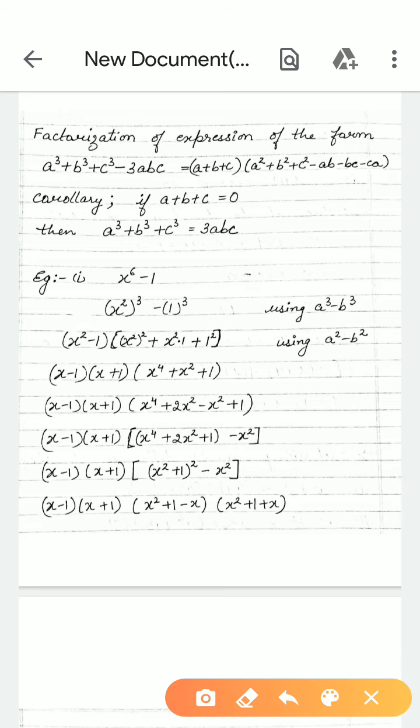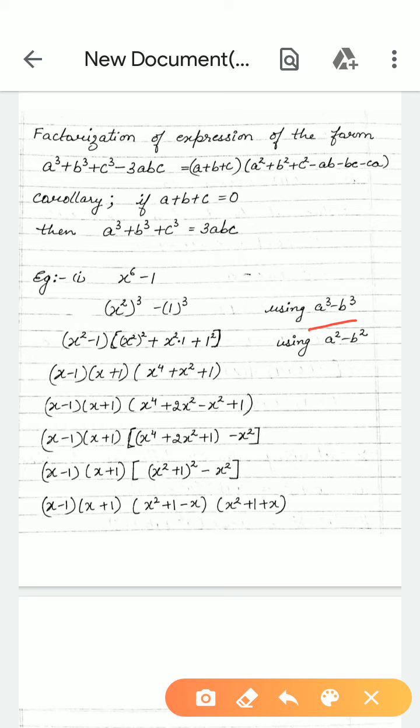First example we have is x raised to the power 6 minus 1. Now we can solve it in two ways. The first one is solved in front of you. Let us discuss. (x square) raised to the power 3 minus 1 raised to the power 3. That is, we have converted it into a cubic identity, that is a cube minus b cube. On expansion, a is equal to x square and b is equal to 1.